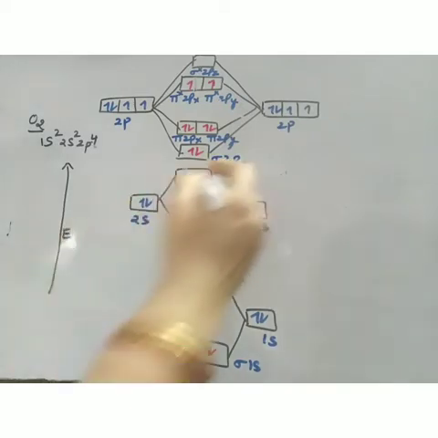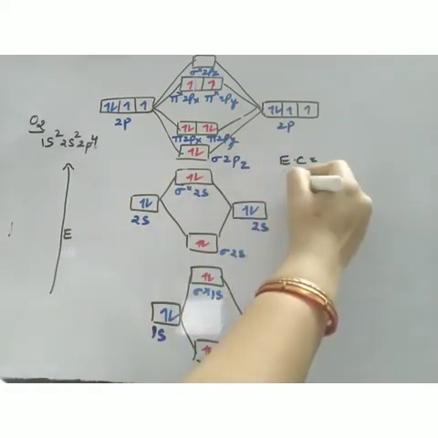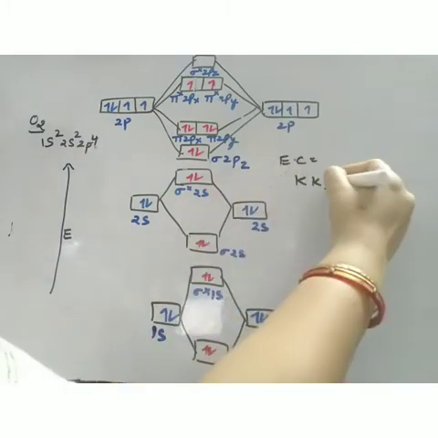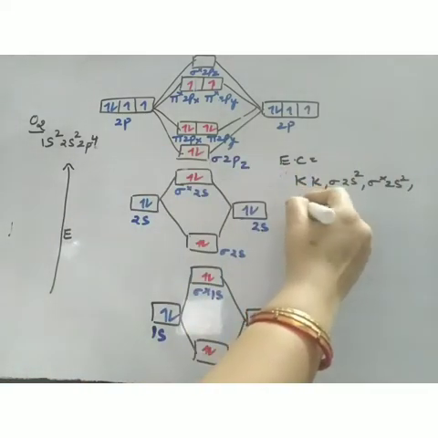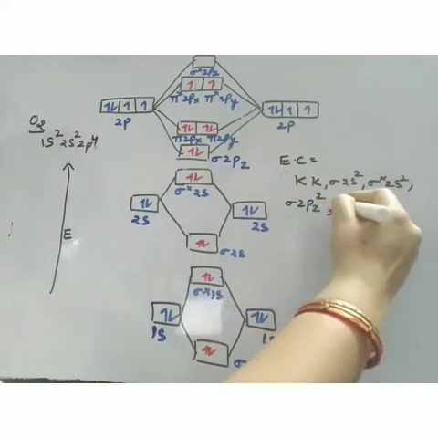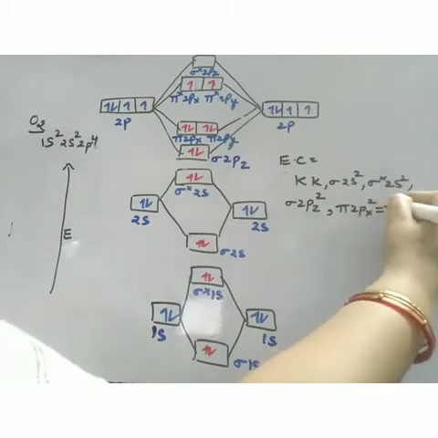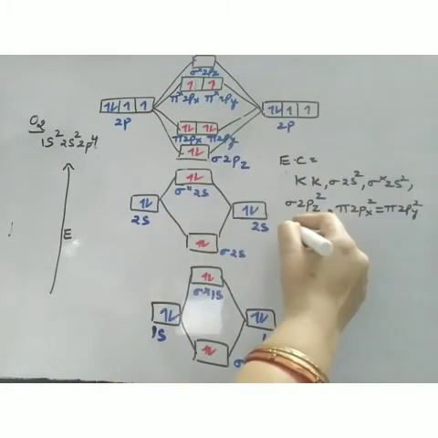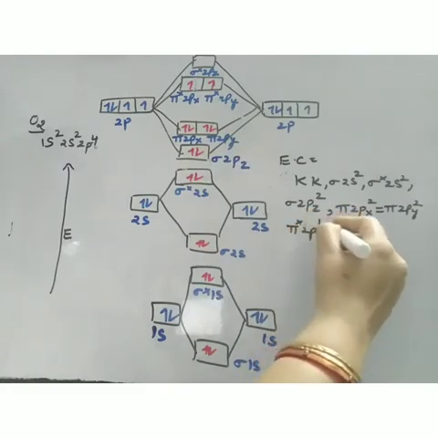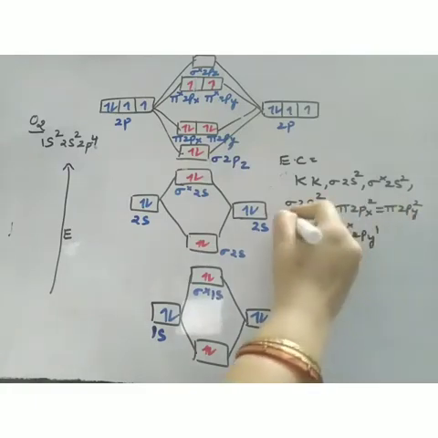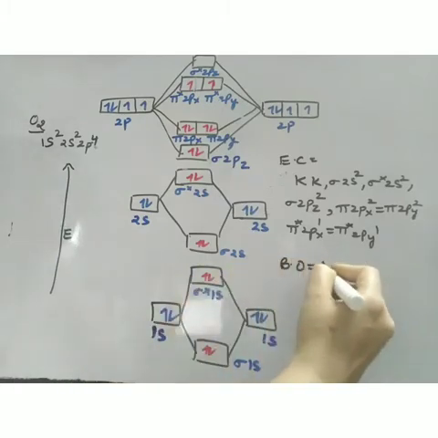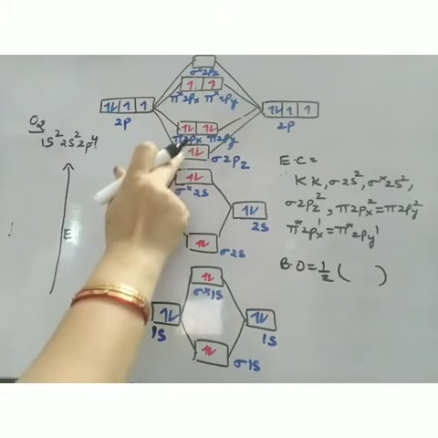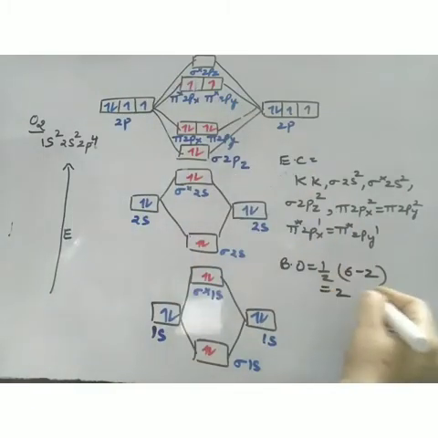Now what is the electronic configuration? KK for this, sigma 2s2, sigma star 2s2. Now sigma 2pz2, comma pi 2px2 equal to pi 2py2. Then pi star 2px1 equal to pi star 2py1. These have an equal sign because they have the same energy. Bond order is half into, now neglect these two, 6 minus 2, that is 2, a double bond.